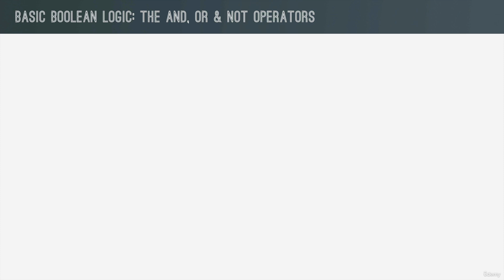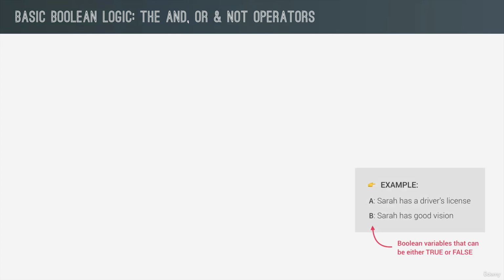Now we're only going to scratch the surface here and talk about the most basic logical operators, which are the AND, OR, and NOT operators. And note that Boolean logic is actually not specific to JavaScript. This is all true for all programming. But anyway, let's now understand how these operators work and use an example to illustrate it.